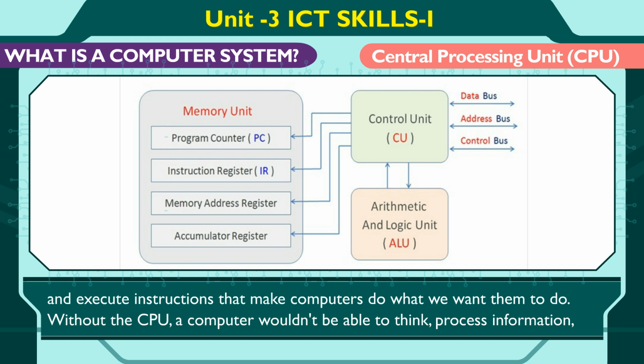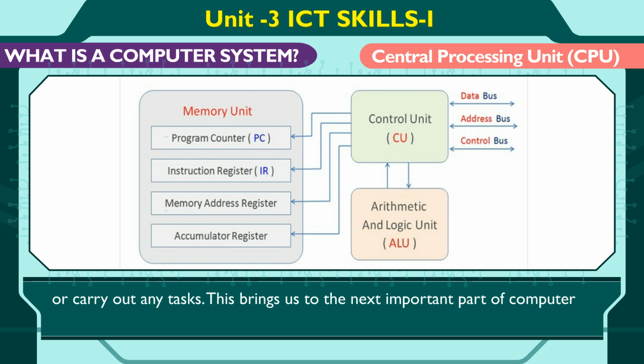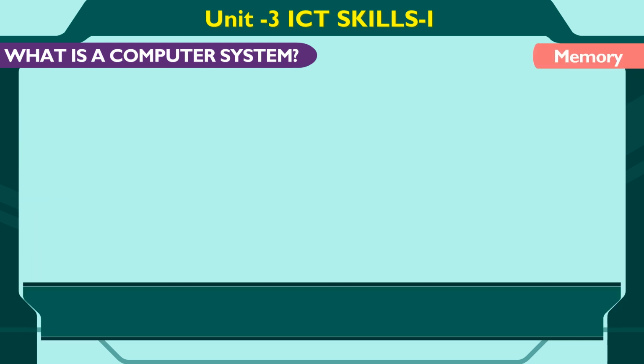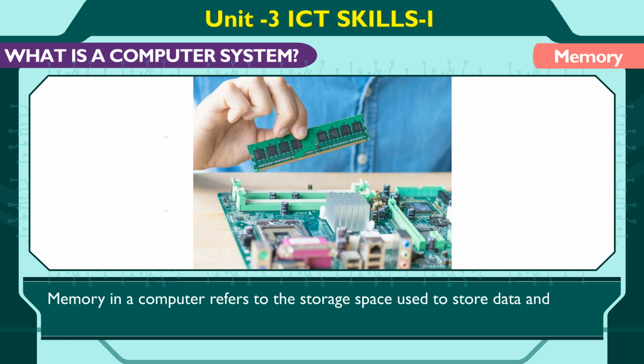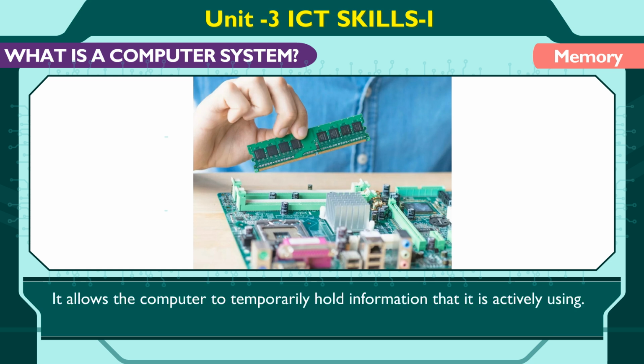Without the CPU, a computer wouldn't be able to think, process information, or carry out any tasks. This brings us to the next important part of a computer system, that is, the memory. Memory in a computer refers to the storage space used to store data and instructions that the computer needs to access quickly. It allows the computer to temporarily hold information that it is actively using.